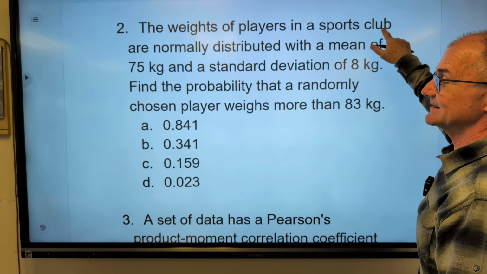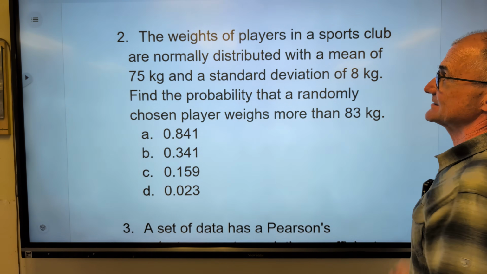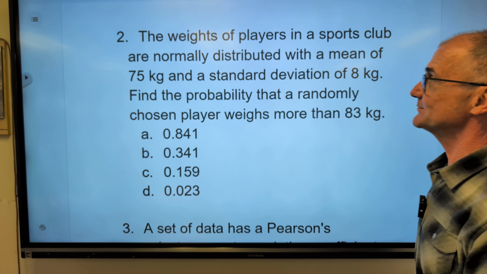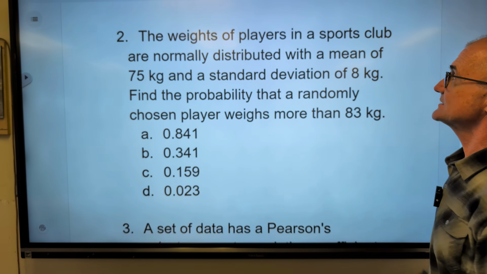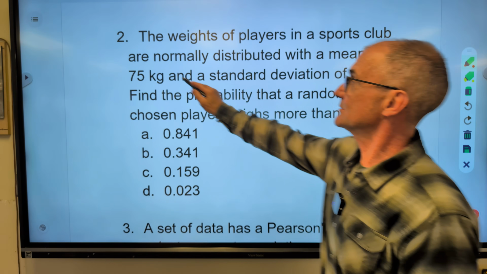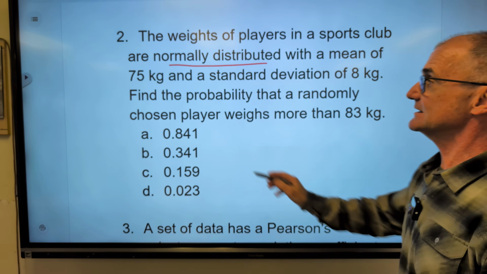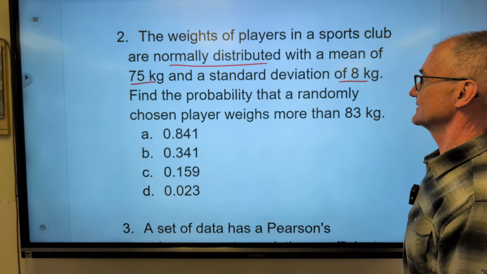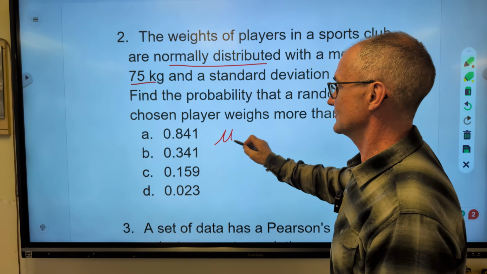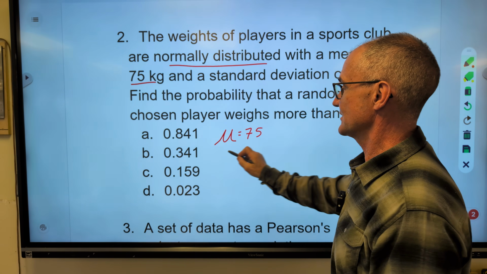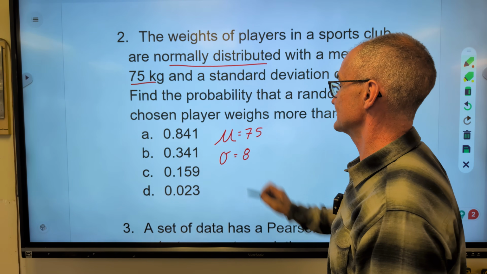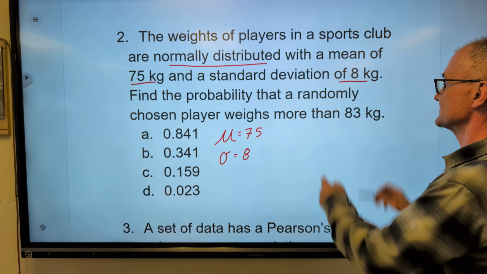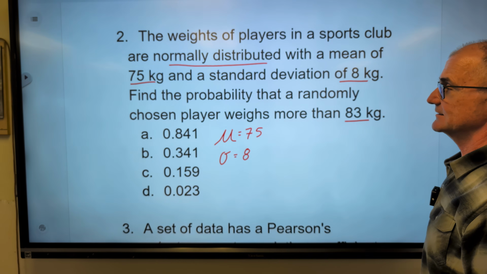If you're not getting these right, probably means you have to go back and study a little bit more on probability and statistics. Okay, number 2, pause the video, give it a try. The weights of players in a sports club are normally distributed with a mean of 75 kilograms and a standard deviation of 8. So that means I am given mu, or mean, of 75 with a standard deviation of 8. Those are my givens. Find the probability that a randomly chosen player weighs more than 83 kilograms.